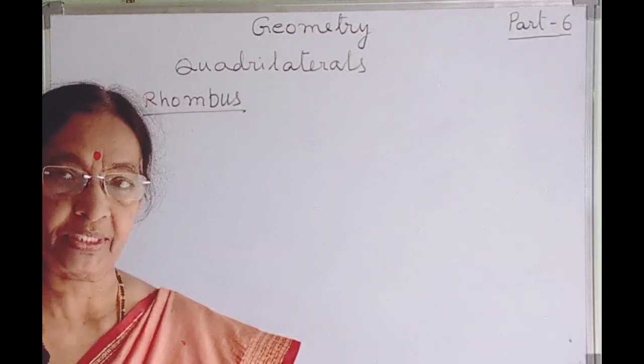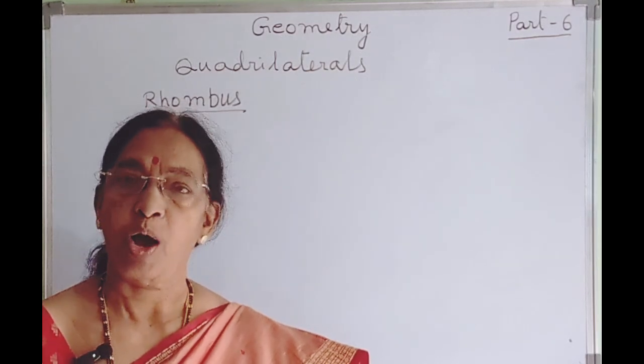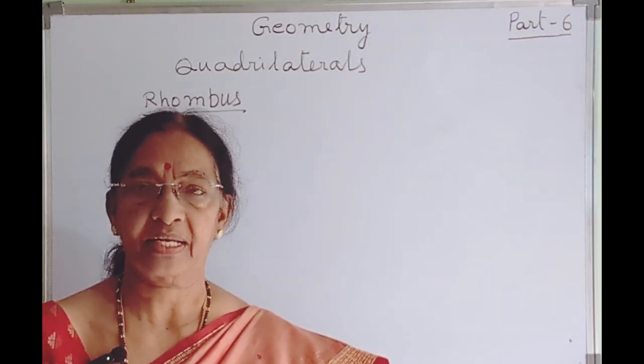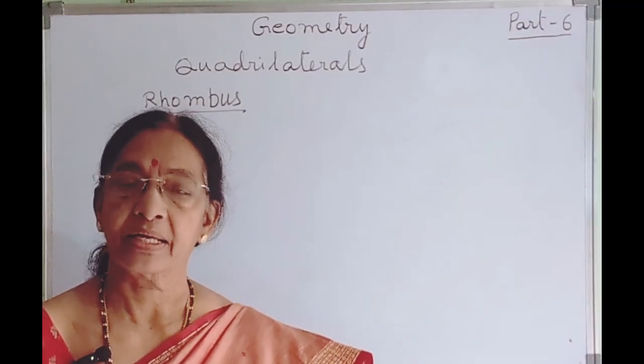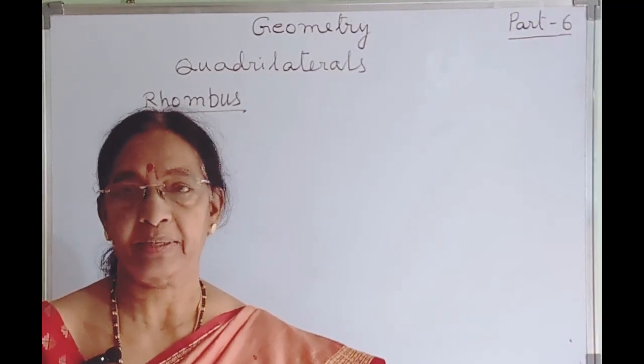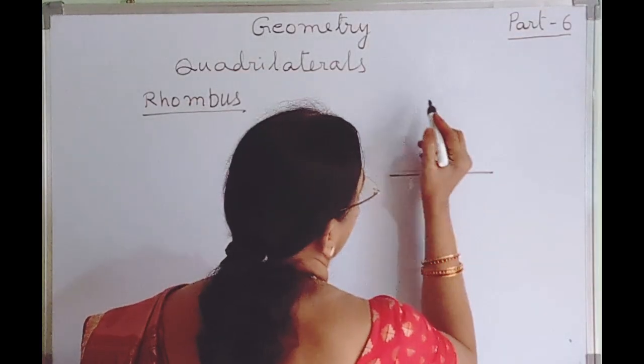So a rhombus is a quadrilateral in which all the sides are equal, opposite sides are parallel to each other, opposite angles are equal, and the diagonals perpendicularly bisect each other. So let us see a rhombus.